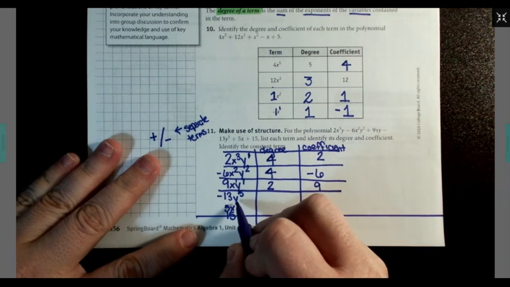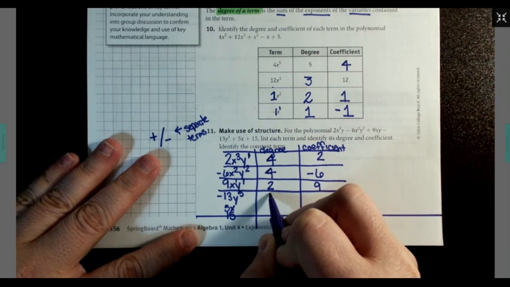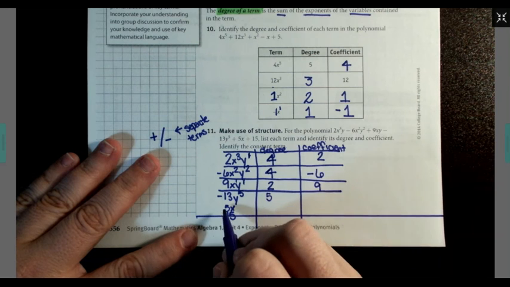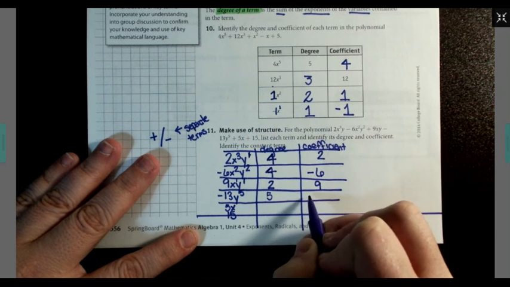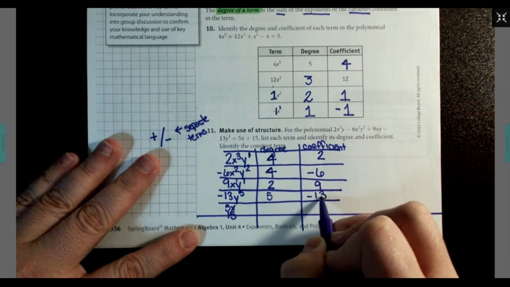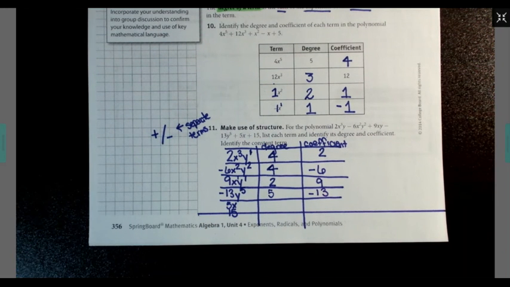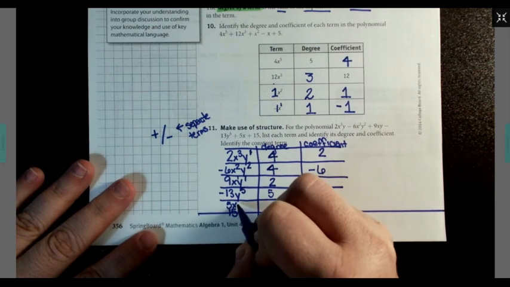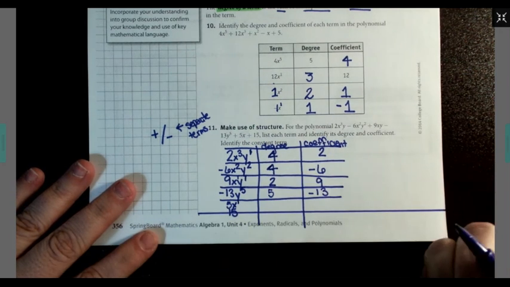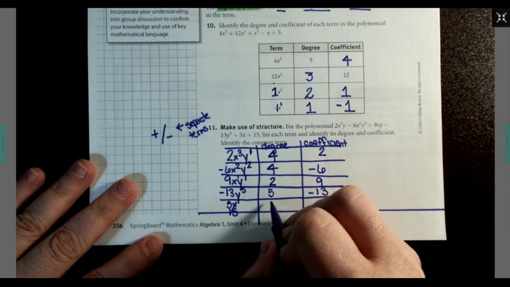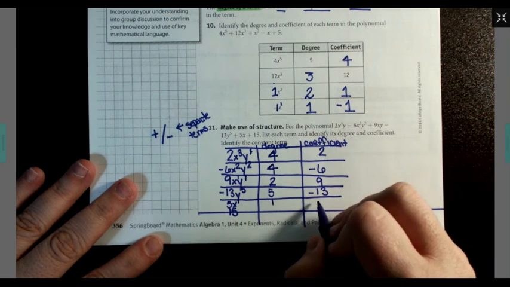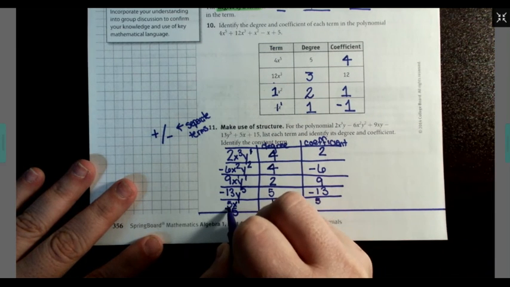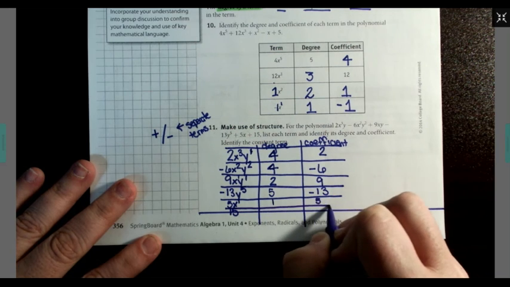-13y to the 5th power has one variable with an exponent of 5, so that's going to be the degree. And the coefficient is going to be -13. Here we have 5x. Remember that there's that understood 1 there. So my degree is 1 and my coefficient is 5, the numeric factor.